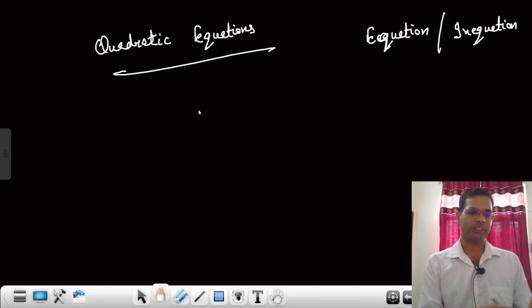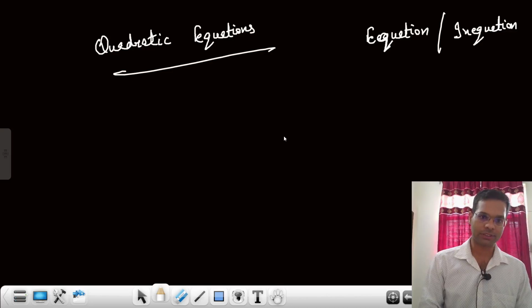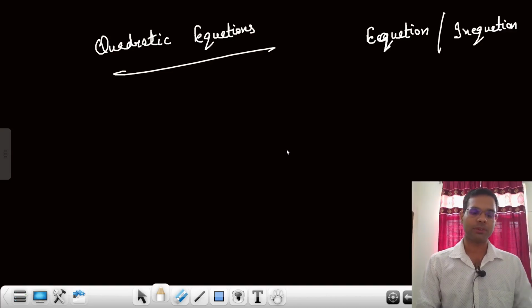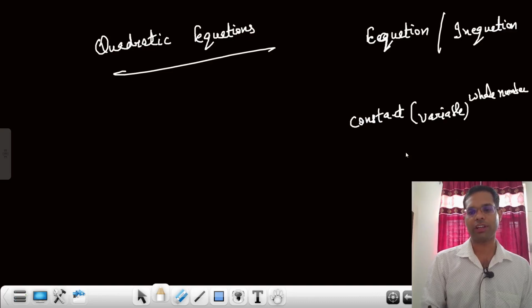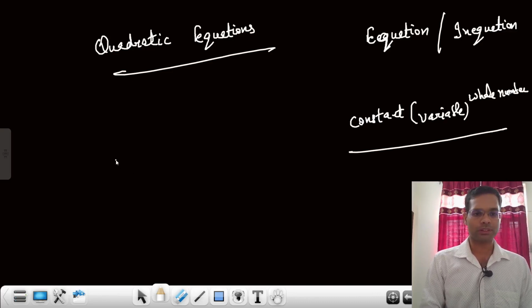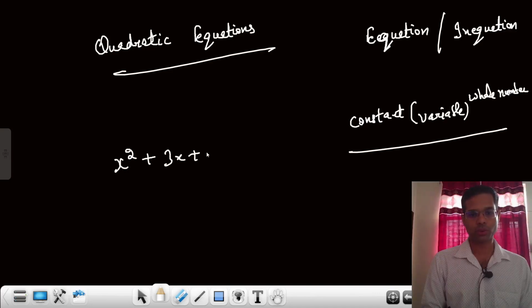So an expression is just some combination of constants and variables. Especially if you're talking about polynomials, there is some constant, and surely a constant can be any real number. But the variables should be raised to only whole number powers. Then only it will be called a polynomial. Like for example, x square plus 3x plus 2.